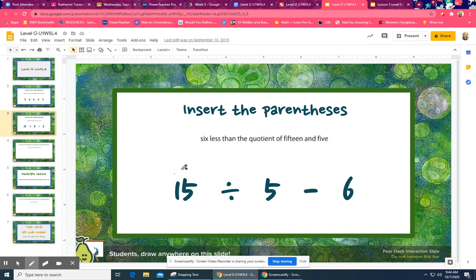Let's try another one. 6 less than, so we've got subtraction, the quotient, division, of 15 and 5. So there's your keyword "of." After it is 15 and 5. So that tells us that we're going to need to divide these two first. That's where parentheses go. And then subtract 6.